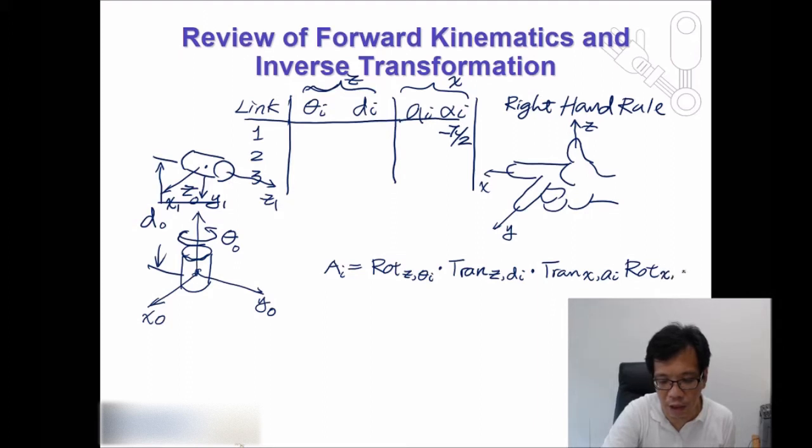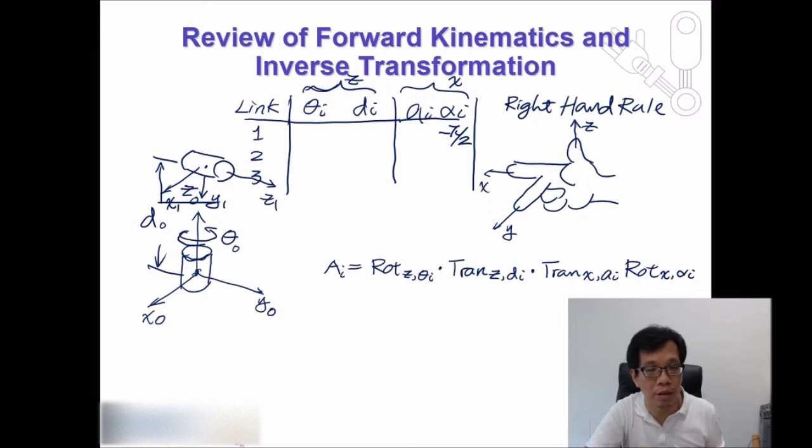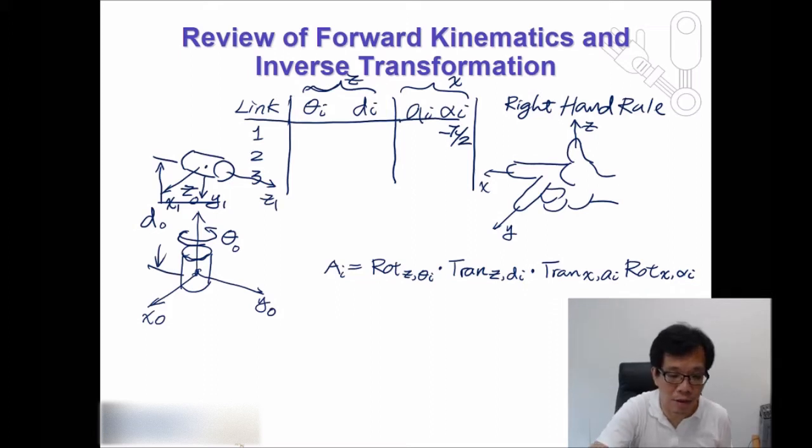X, alpha i. Keep in mind the sequence is important. You need to always follow this specific sequence. If you swap them, you're going to have some kind of different orientation after you do your calculation. That is not something we desire. So keep in mind this is something you need to do. Now, when we are doing something like this, this is going to be the transformation matrix.